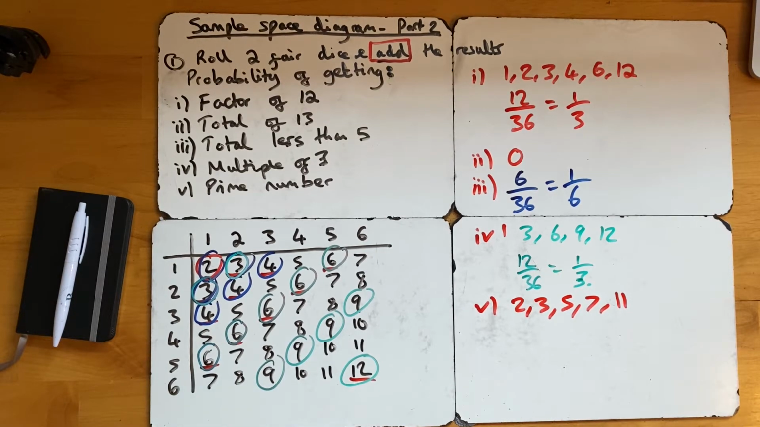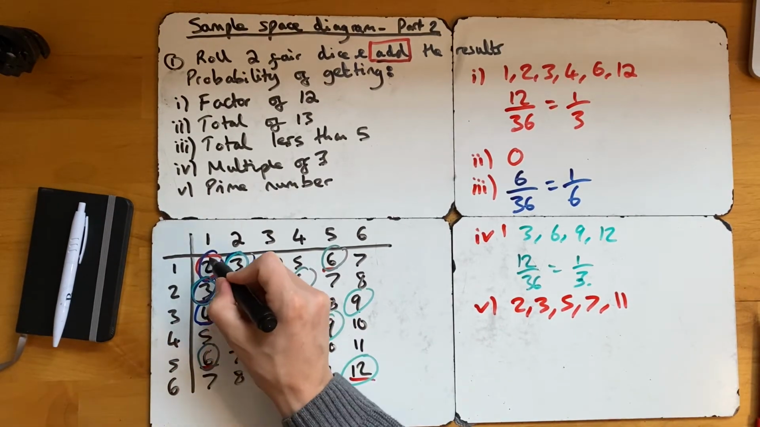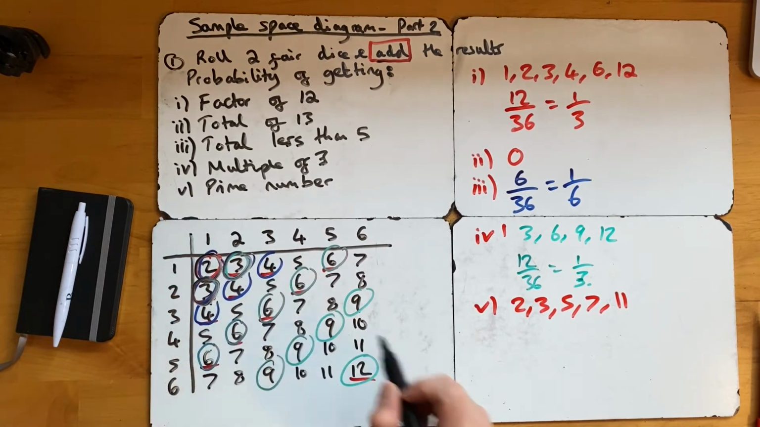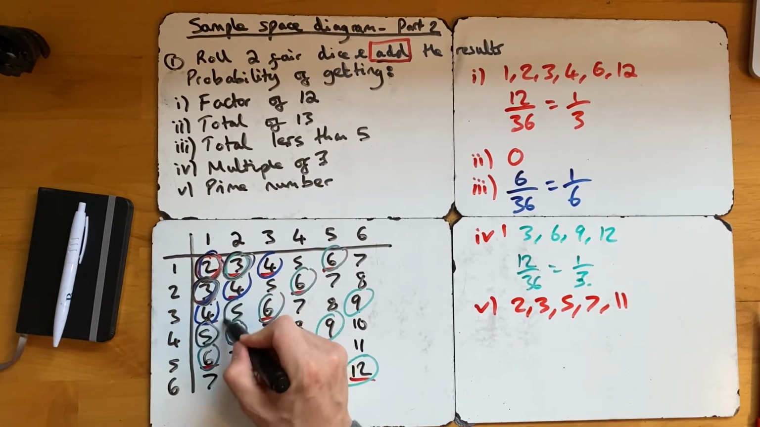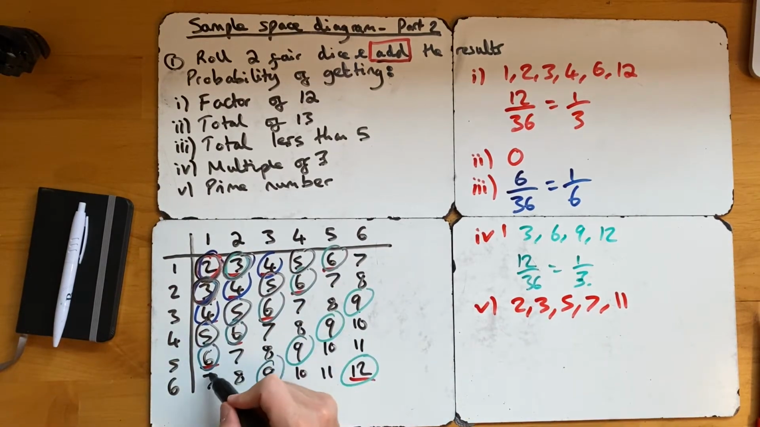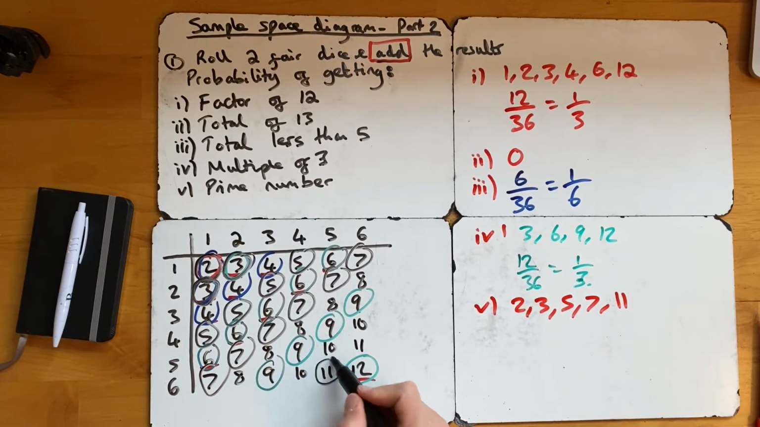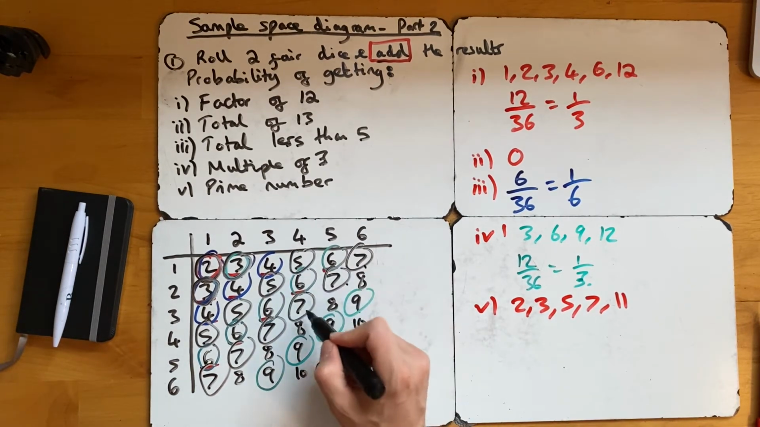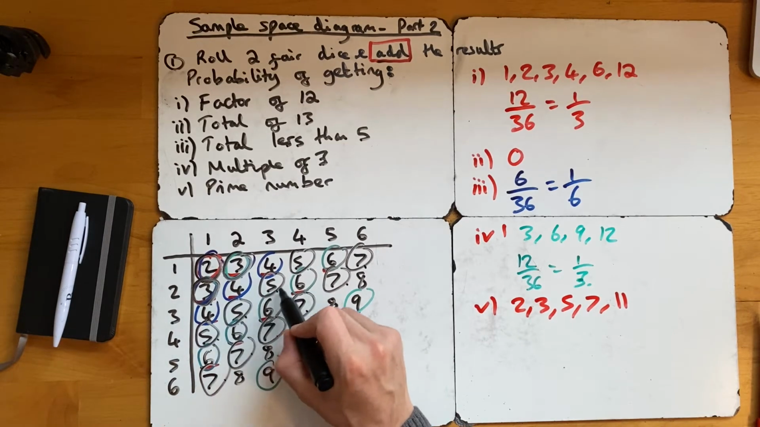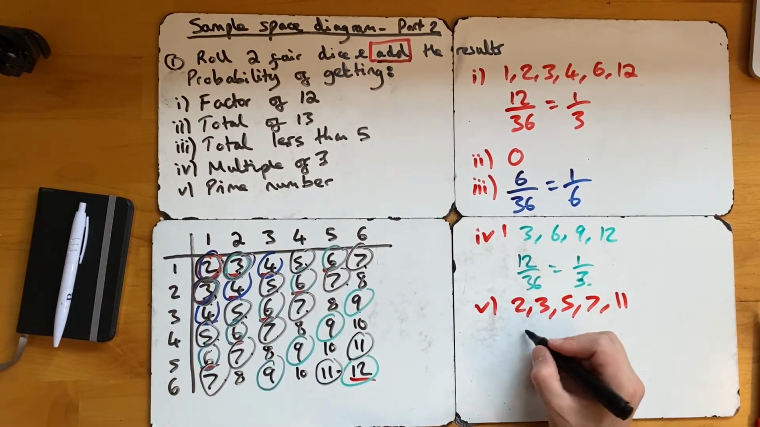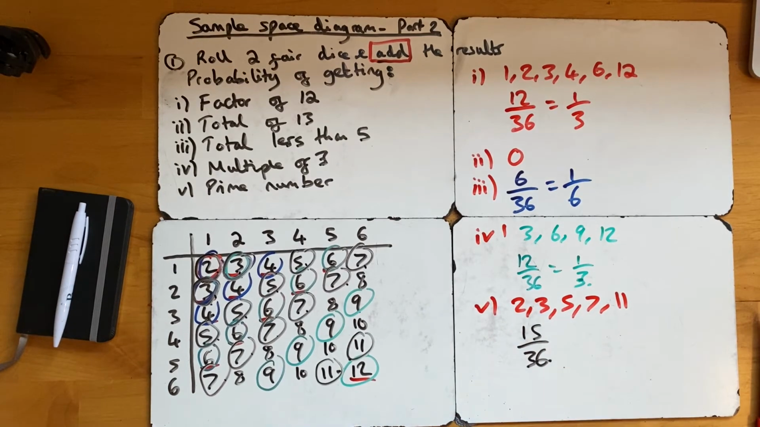Okay, so if we go through these, we've got 2, 3. Okay, so running out of colors. So I've got black, 2s and 3s. 5s, okay. 7s, 2, 3, 4, 5, 6. And 11s. So 1, 2, 3, 4, 5, 6, 7, 8, 9, 10, 11, 12, 13, 14, 15. So that's 15 out of 36. Okay, and that is the probability of you getting a prime number. And you can't simplify that.